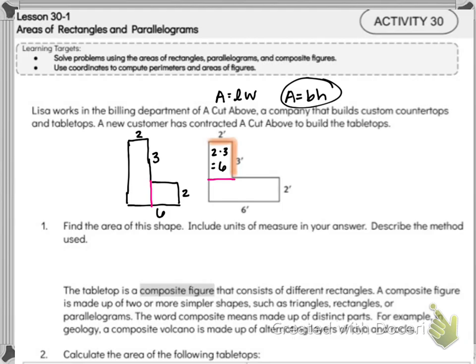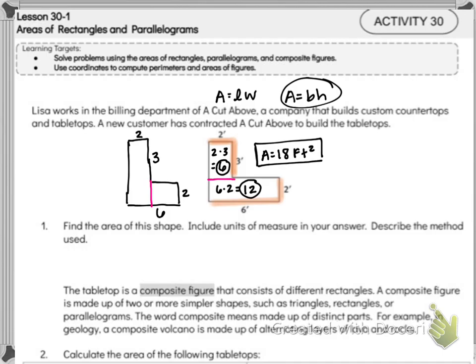So our base is going to be 6. Our height is going to be 2. So we have 6 times 2, which is 12. Now all we're going to do is take both of those and add them together. So 6 plus 12, that gives us an area of 18 feet squared.